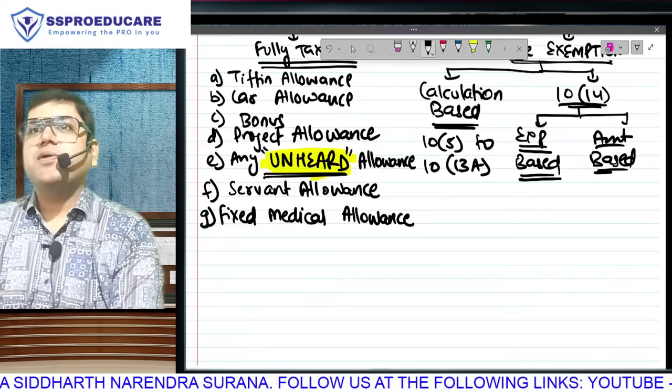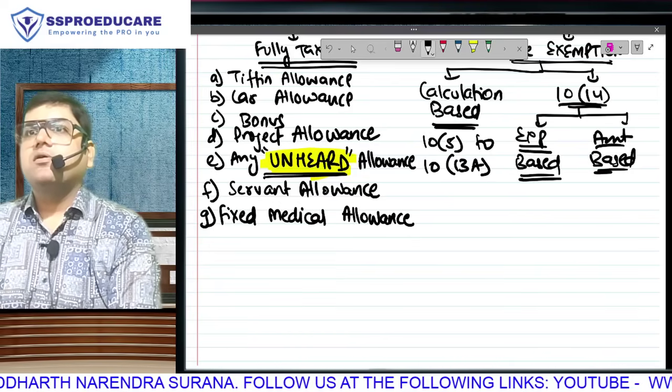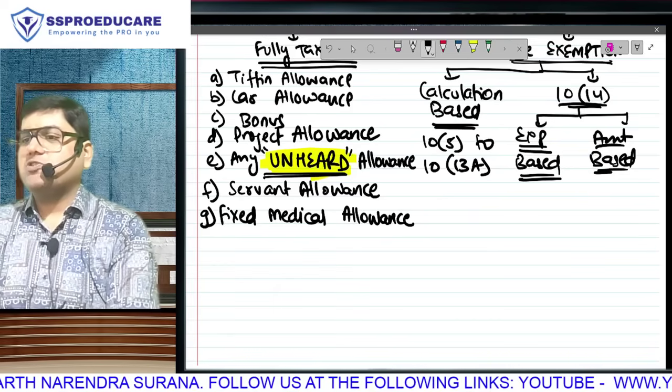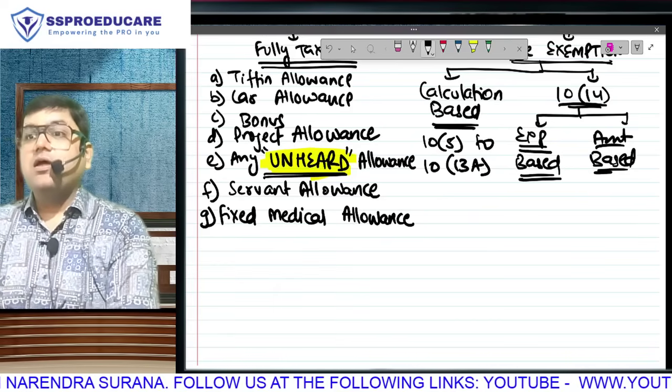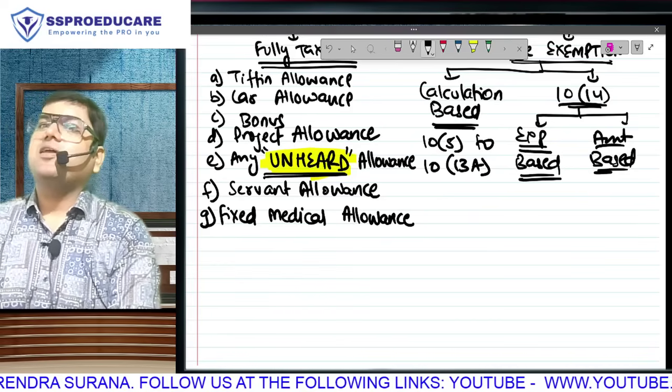Irrespective of your actual expenditure, I will give you 5,000. That means this is going to be fully taxable. It is not dependent upon how much you spend. There is another way in which the boss can give you medical help.